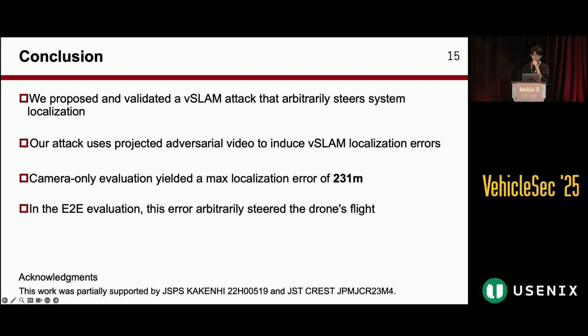In conclusion, we proposed and validated a vSLAM attack that arbitrarily steers system localization. Our attack uses projected adversarial video to induce vSLAM localization errors. Camera-only evaluation yielded a max localization error of 231 meters. In the end-to-end evaluation, this error arbitrarily steers the drone's flight.